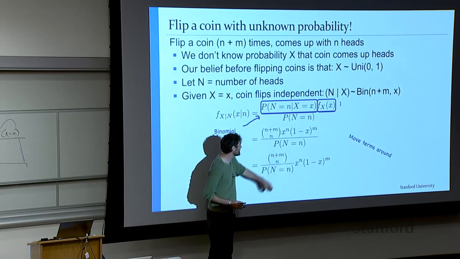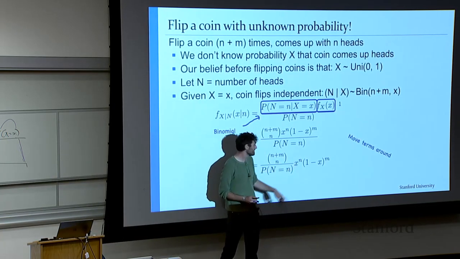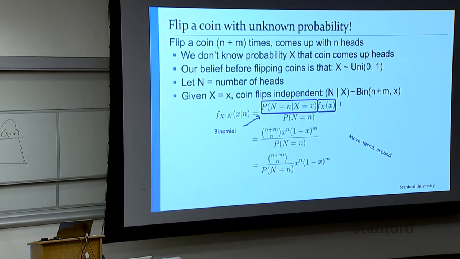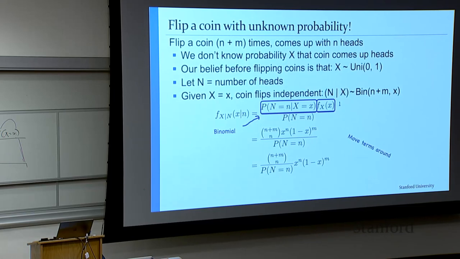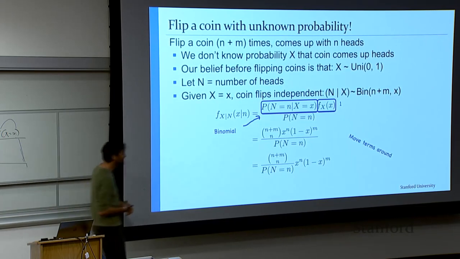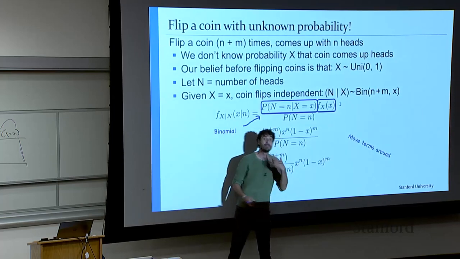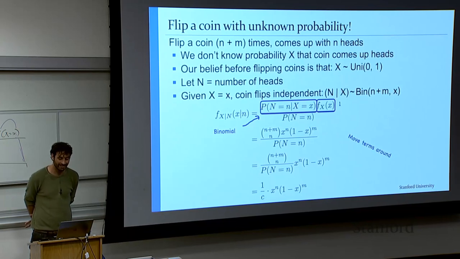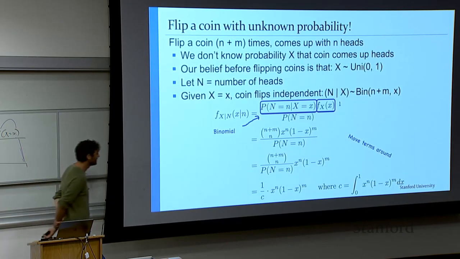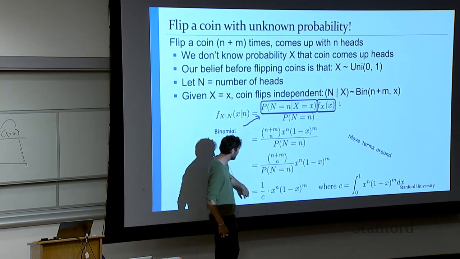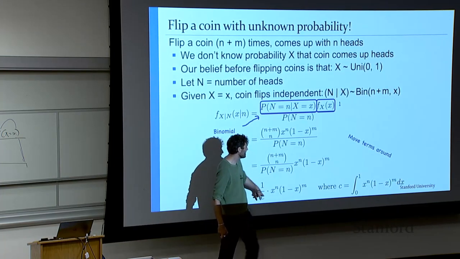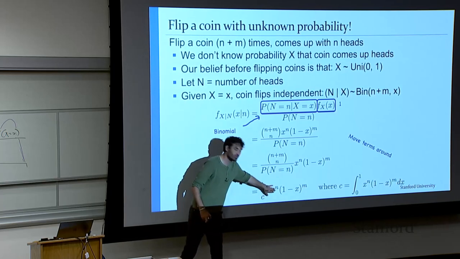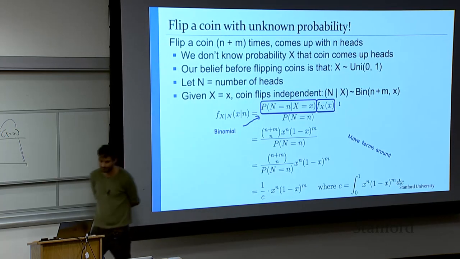You get some constant times x to the power of number of heads times 1 minus x to the power of number of tails. You look at this equation over here, you see the similarity. It's just we used the number 9 for heads and 1 for tails, and this is n for heads and m for tails. And this is a beautiful expression of a random variable. I note that there's a constant here, and if you wanted to find that constant, you could find whichever number makes this equation integrate to 1, which we've done before on problem sets.